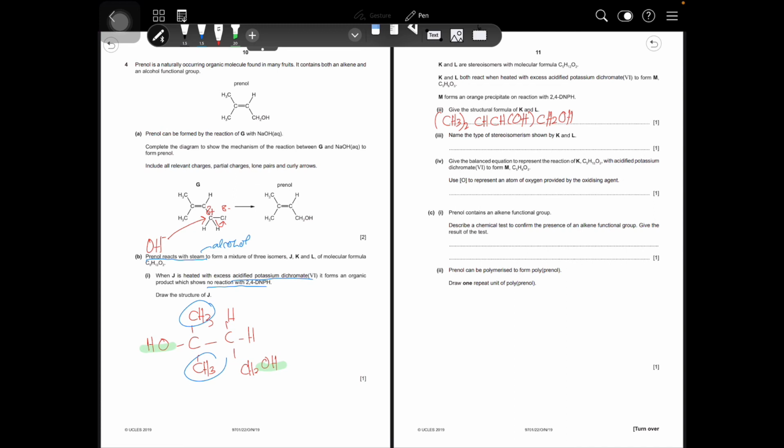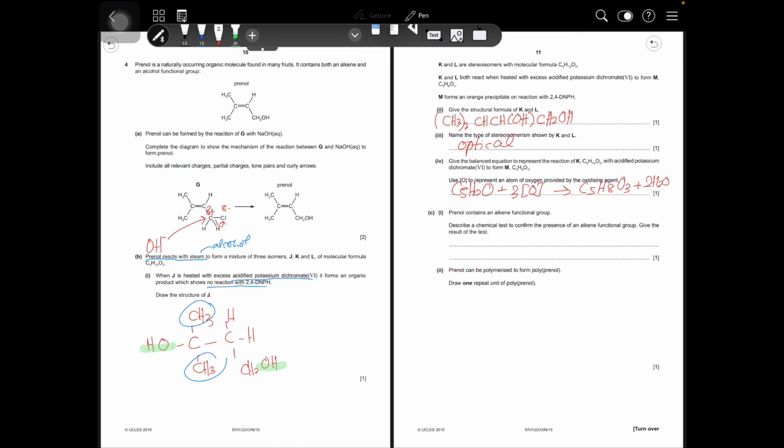So name the type of stereoisomer shown by K and L. This is definitely optical isomerism. So give the balanced equation to represent the reaction of K with acidified potassium dichromate to form M. C5H12O, and then the oxidizing agent, so you will produce M and also water. So just do a balancing equation there.